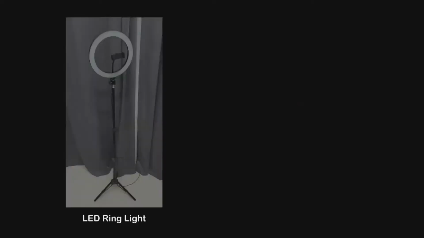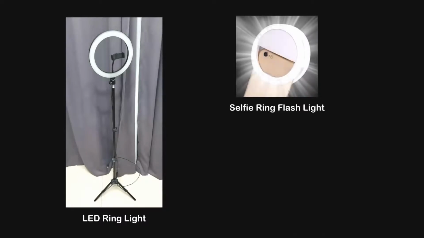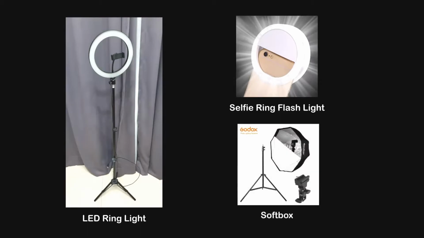Here are some recommendations for you, if you want to invest in basic lighting equipment. You may want to get started with the LED ring light that you can easily purchase from e-commerce platforms. If you are doing a lot of recording from your cell phone, you may want to invest in a selfie ring flashlight, very affordable and very powerful. If you want to have studio lighting equipment, a softbox will be a good recommendation for you. So next we're going to talk about angle.